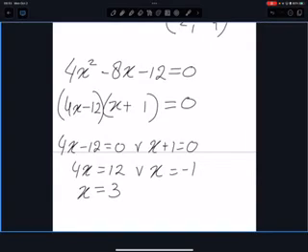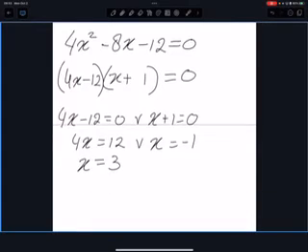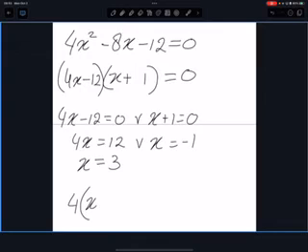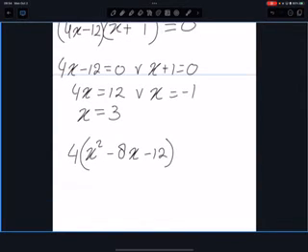Let's see. What is it? Complete the square. You still have to complete the square. I know how to do this. Give me one minute. Complete the square. 4 outside. 4 outside. I'm trying to make this. So what do you get? You only double the coefficient on top.